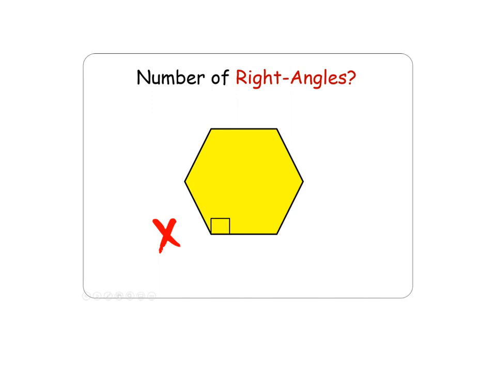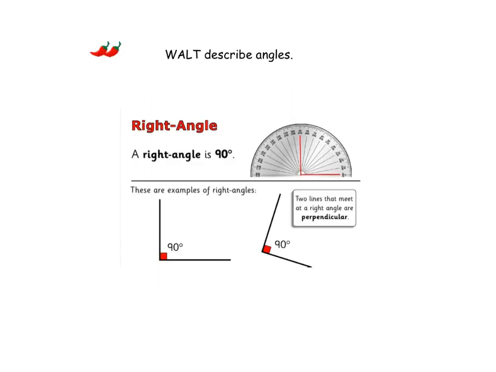Okay, so that was the teaching for our one chili task today, which is all about right angles. Now you can go ahead and do the task. If you found the teaching on right angles easy, then that means you're ready to find out about other types of angles and how to describe them.